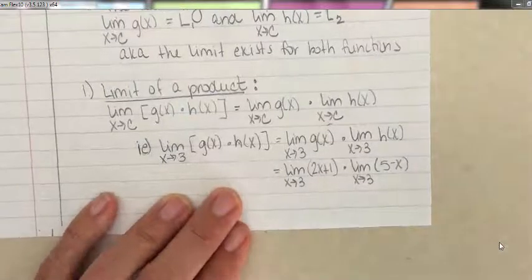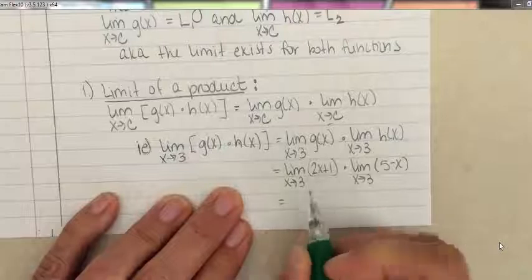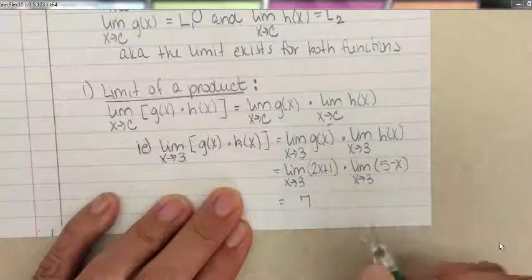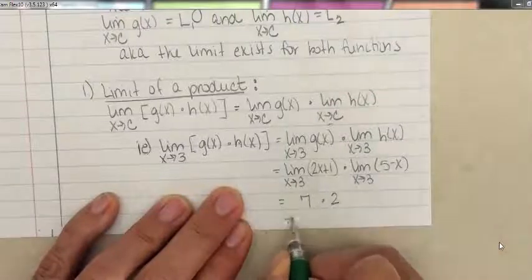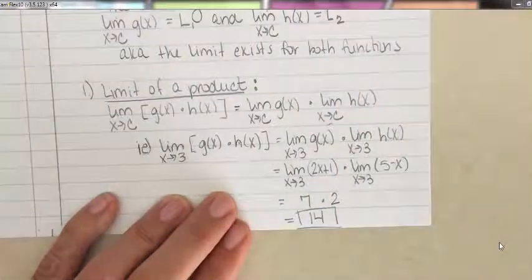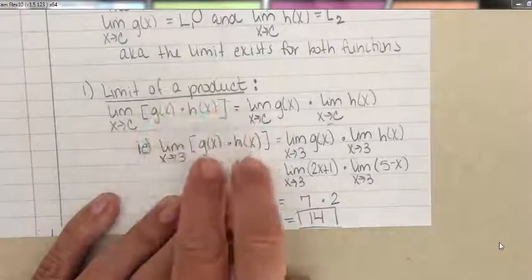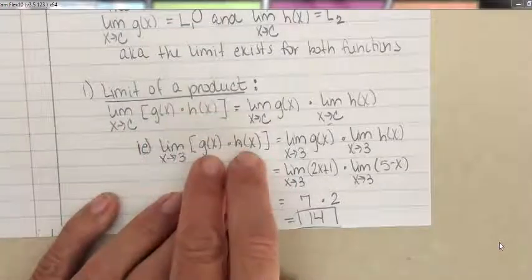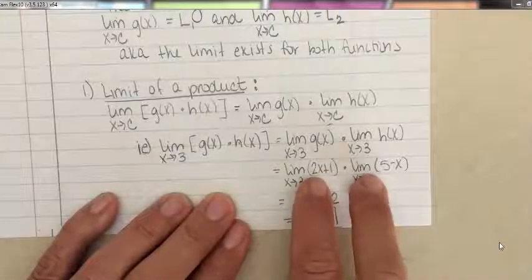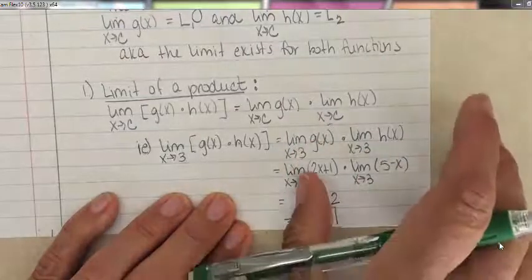And now from there, I can just substitute in this 3. If I substitute in 3 here, I get 6 plus 1 is 7. And then substitute the 3 in here, and I get 5 minus 3 is 2. So I get 14. So it's just a way to make it a little bit easier. Could you have taken those two functions and distributed them, and then plugged in 3? Totally. It's going to take a little bit more algebra to do. This was a little bit easier. Notice how I'm using the limit notation. Make sure that you're using your limit notation, please.